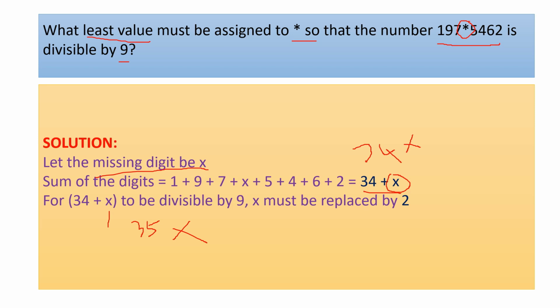Then we will try to assign 2. If we assign 2, we get 36. Therefore, we have to check whether 36 is divisible by 9. Yes, 36 is divisible by 9, so the given numeral is divisible by 9. Therefore, the least value is 2. So in place of star, we have to replace 2. This is the answer.